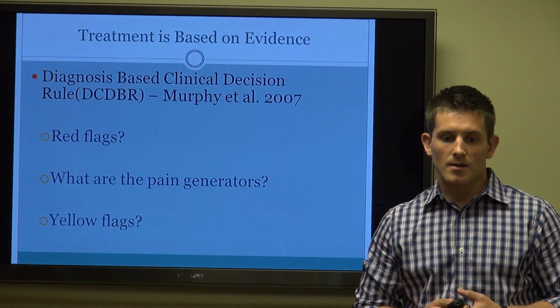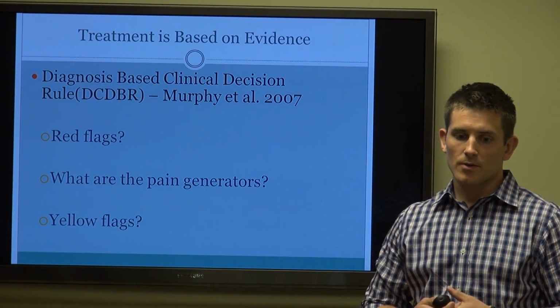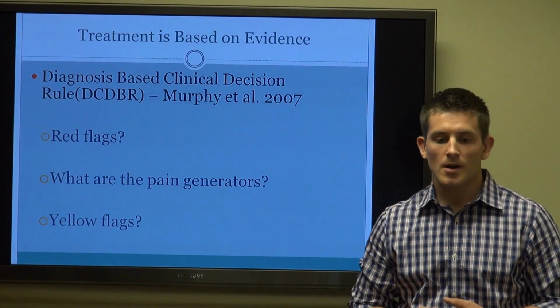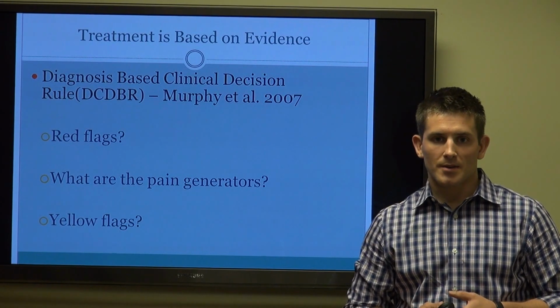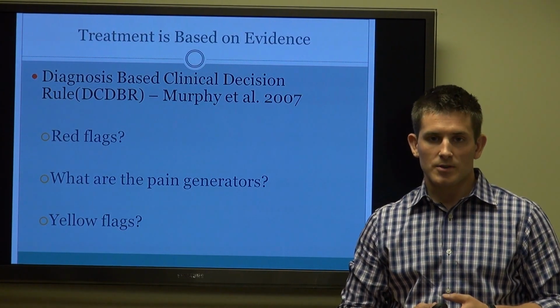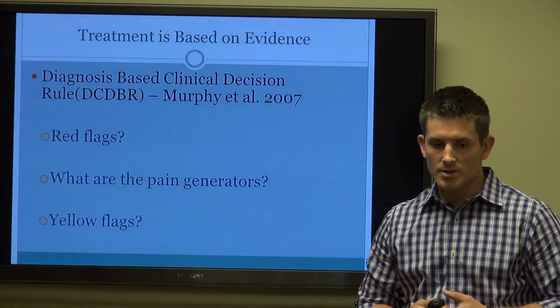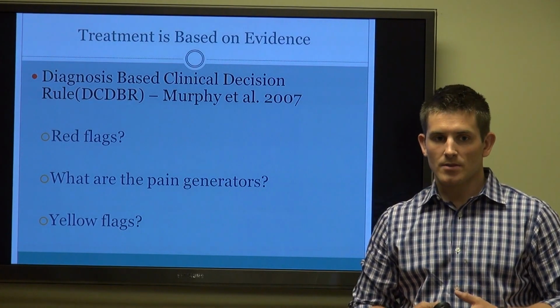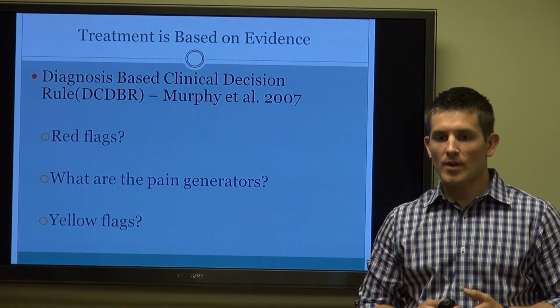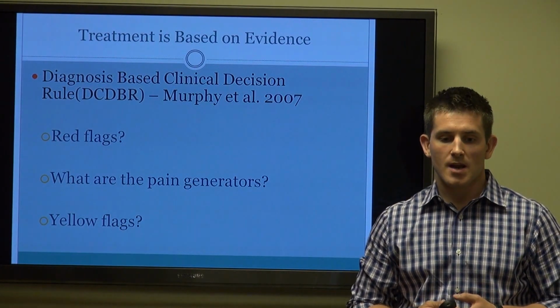So treatment is based on evidence. We use what's called the Diagnosis-Based Clinical Decision Rule, or the DBCDR. This was formulated by Dr. Donald Murphy of the Rhode Island Spine Center, along with a few others back in 2007. Basically, we start off by asking three simple questions. Are there any red flags? Now, based on the current literature, red flags will present to a chiropractor's office about 2.7% of the time.